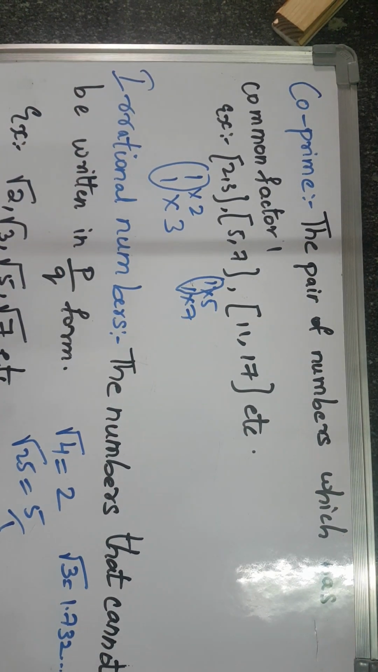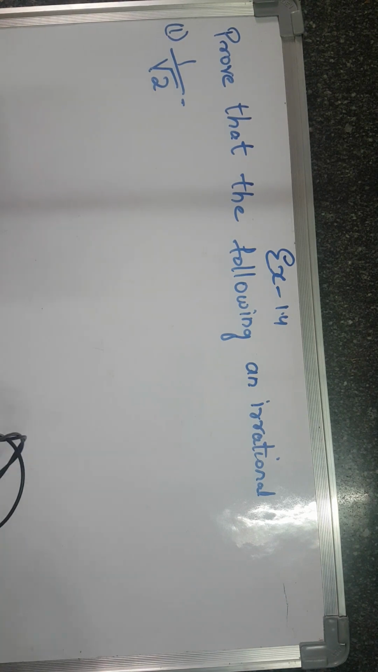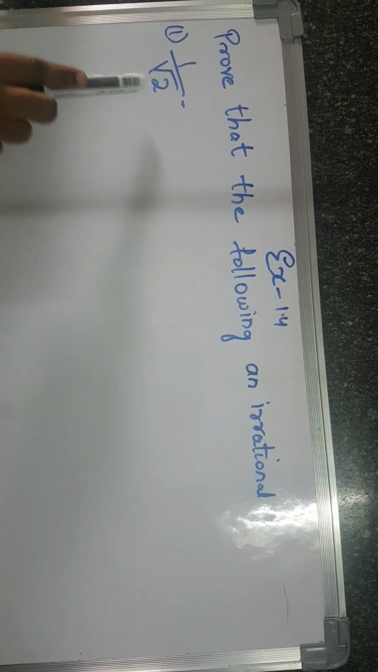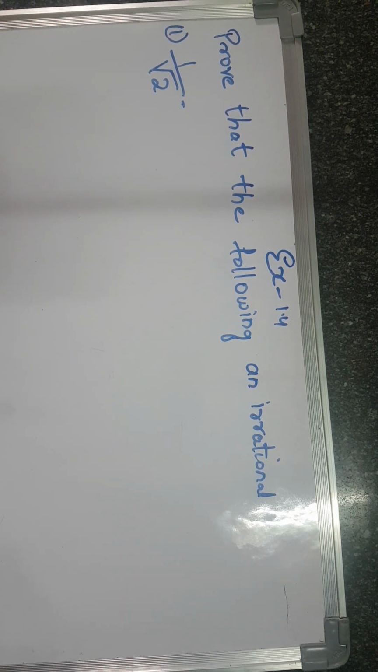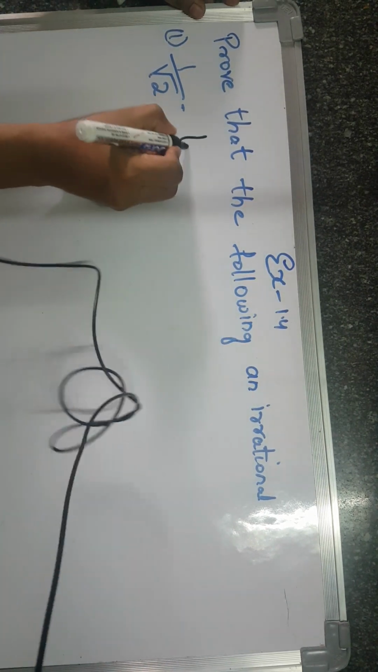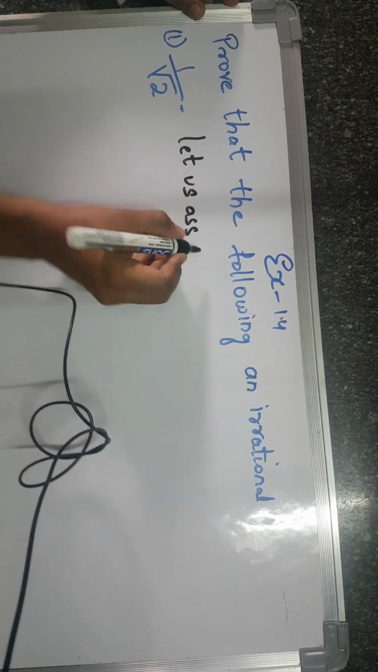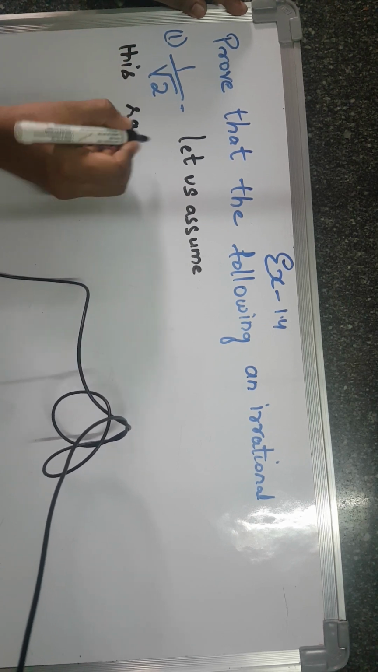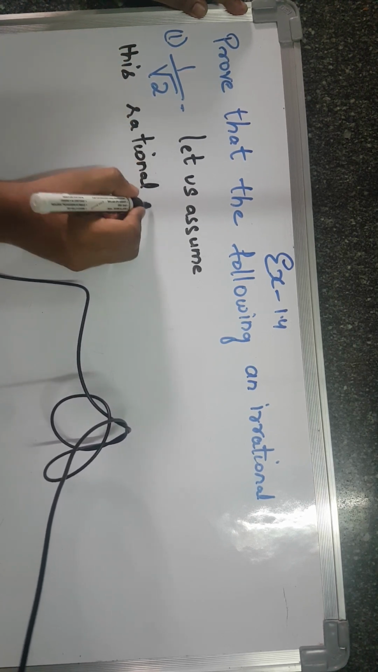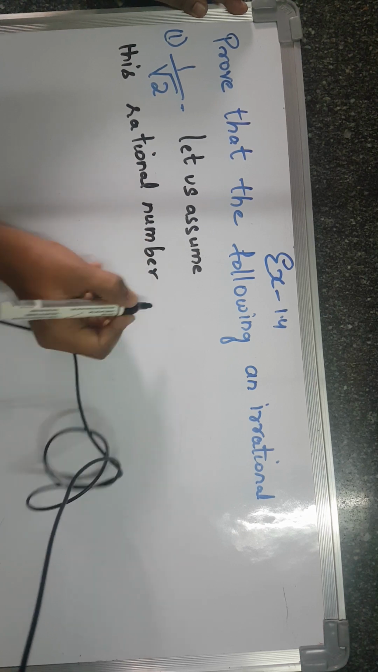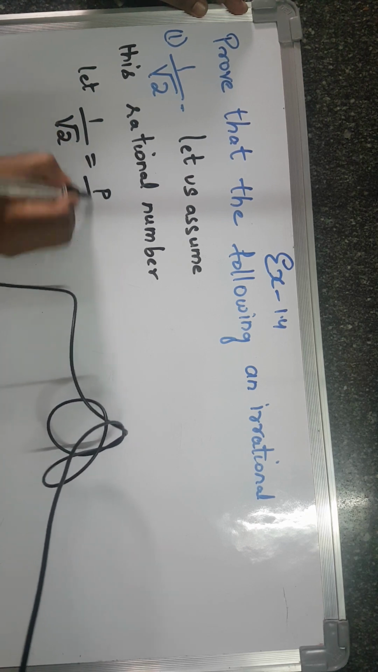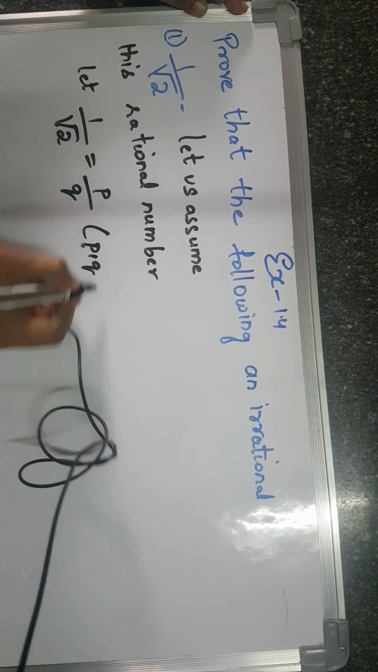Exercise 1.4. What we have to prove is that the following is an irrational number. We have to prove this is an irrational number. Let us assume this is a rational number. Let 1 by root 2 be equal to p by q, where p and q are co-primes.